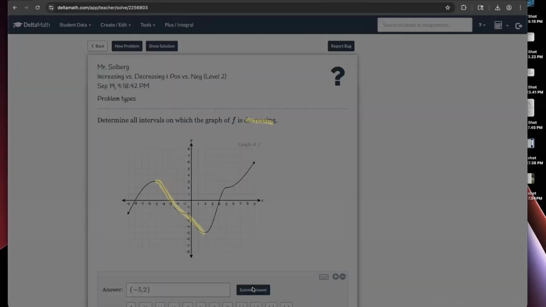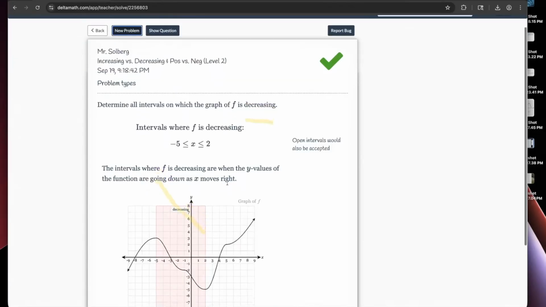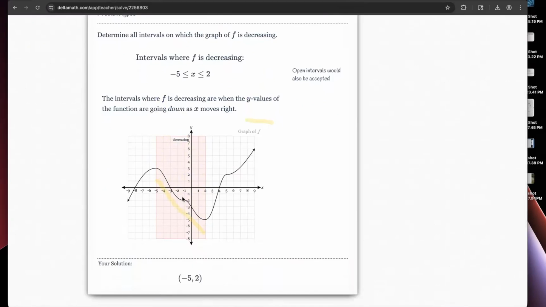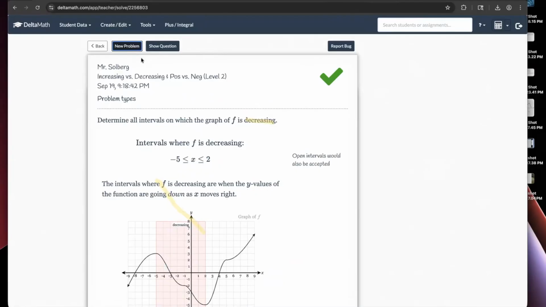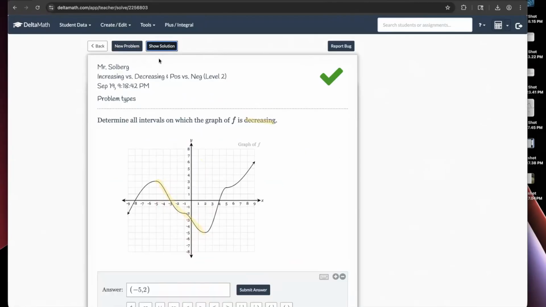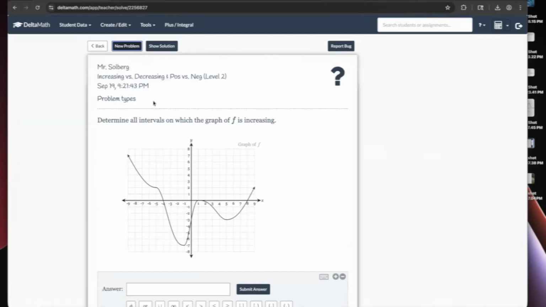So it wants that piece and it will color code this, but you can see it does include that flat piece, which is technically not decreasing. So same thing, that would even include this in increasing, even though it gets flat. So it's not really going up at that point. So just to point that out.